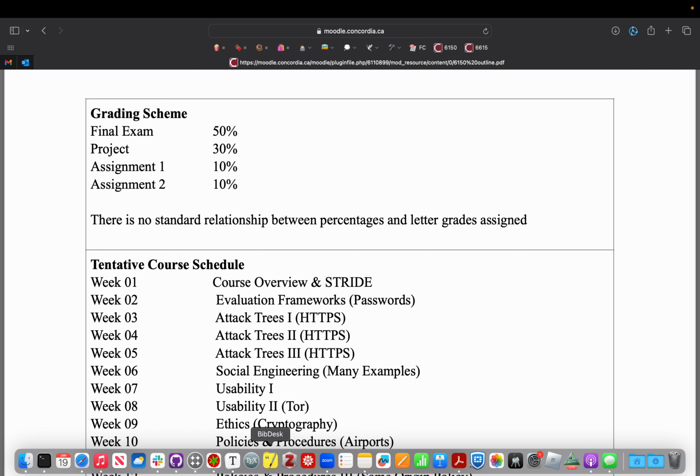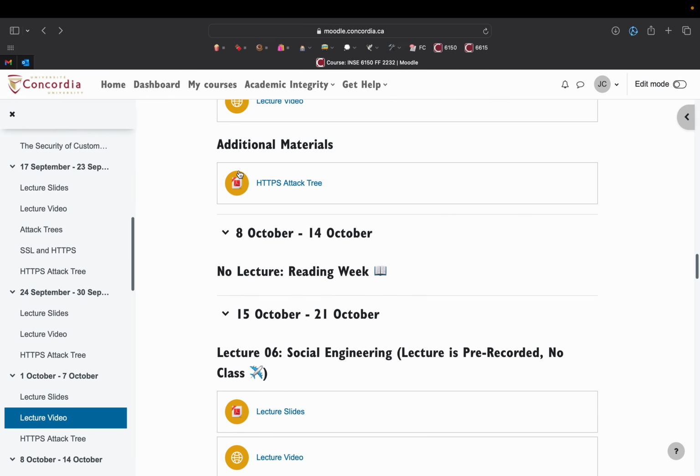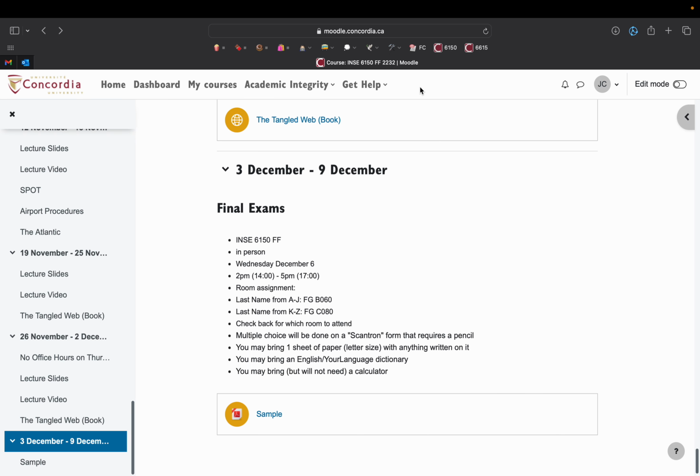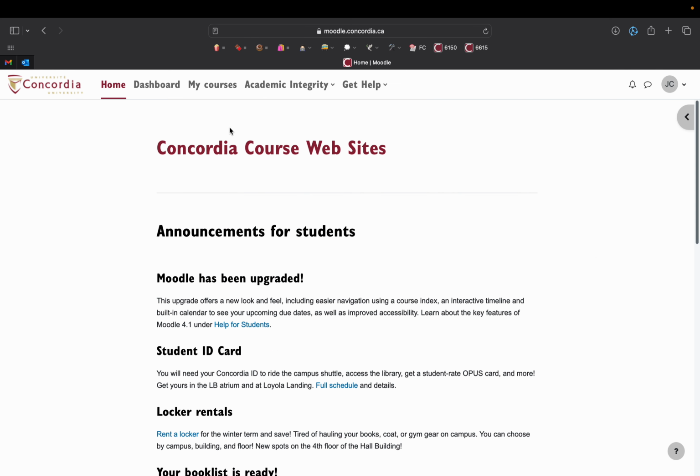If you scroll way down to the bottom of the Moodle, I have a bit of information about the exam. Sorry, on my other laptop, I actually have last term's course. It's not the same. I'm just going to fix that.